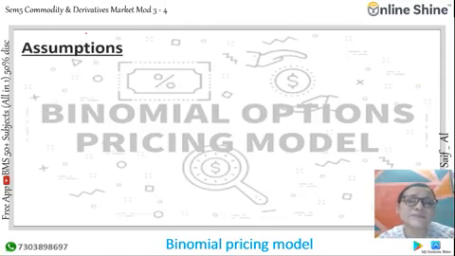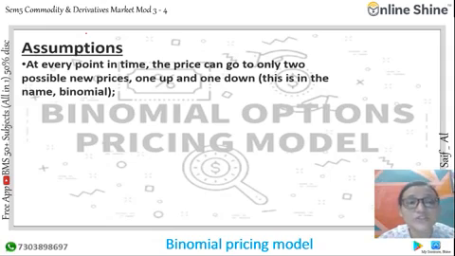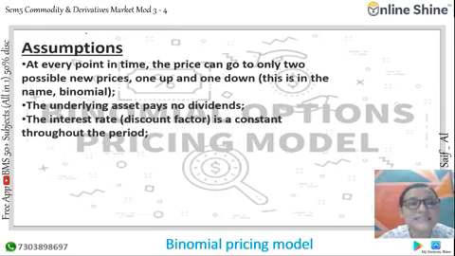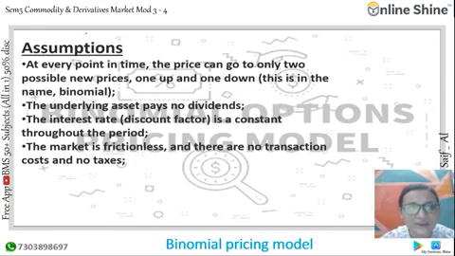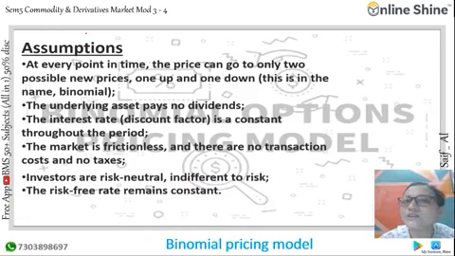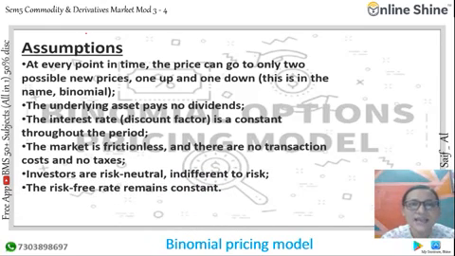Now what are the assumptions to follow this pricing model? The first assumption is that at every point in time the price can go only two ways, up and down. Next, the underlying asset pays no dividend. The interest rate is constant throughout the period, meaning there are discount factors. The market is frictionless: there are no transaction costs and no taxes. As in economics, mostly the same assumptions apply here.